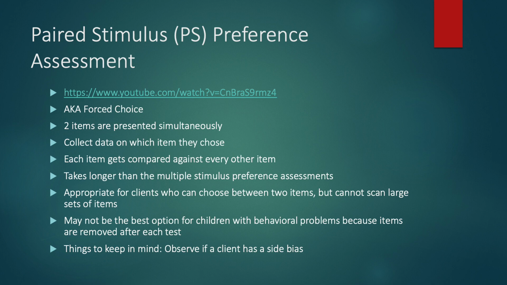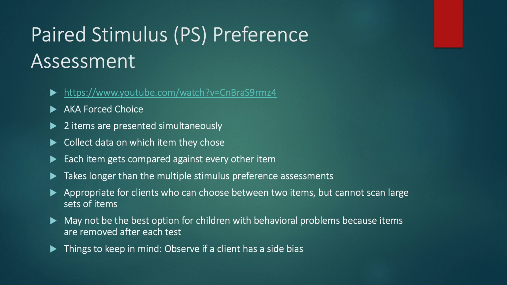If you have clients that cannot scan arrays of items, then you don't want to conduct this assessment because you're presenting two choices at once. And then this is also not going to be a good assessment to conduct for clients that do engage in problem behavior when items are removed, because after a specific amount of time has elapsed, you're going to be removing those items. So just be very careful not to select this assessment. If you do have clients that engage in problem behavior when items are removed, in that case, you might want to go with the free operant preference assessment or the single stimulus preference assessment. Those might be better options.